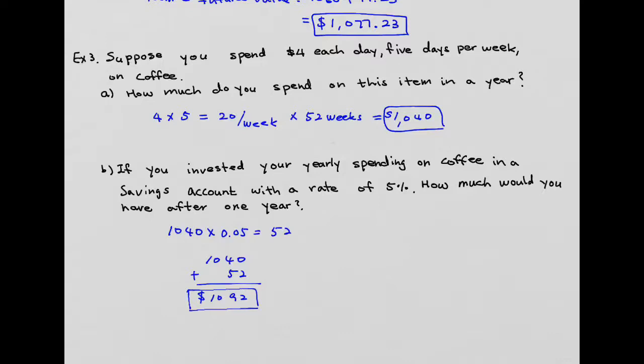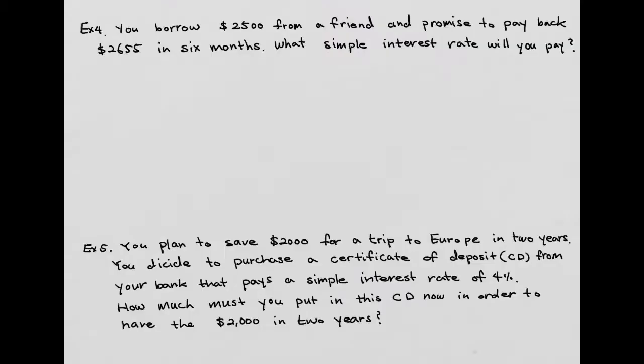You can also do 1040 times 1.05. That one is going to be the principal itself. So when you multiply these two numbers, you're going to end up getting 1092. So either way, we'll be okay with this problem.